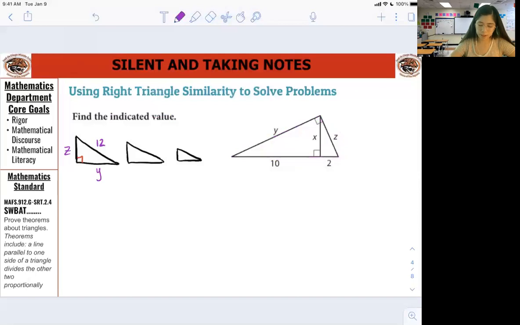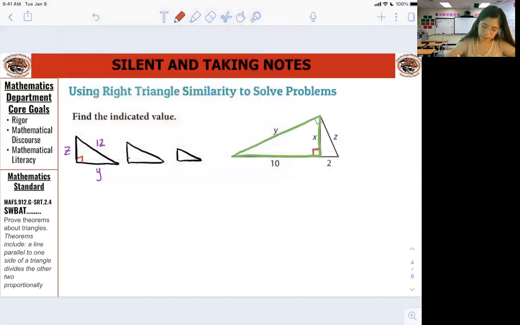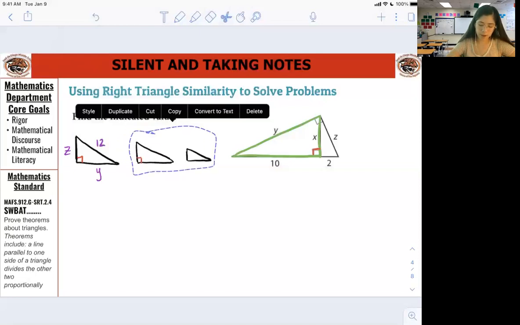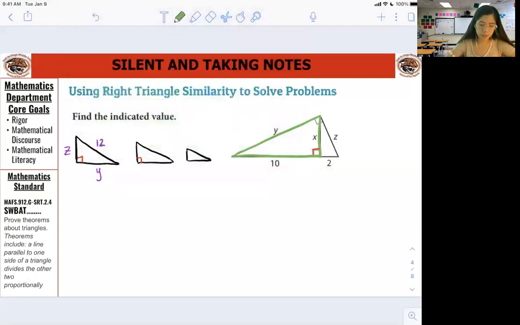Now let's look at the medium one. Okay. Medium triangle. What is the hypotenuse of the medium triangle? Y. Good. The hypotenuse is Y. And I see that Jalen said X is the shorter one. Good. So this is X, this is Y. And then what is the long side? Good, 10.